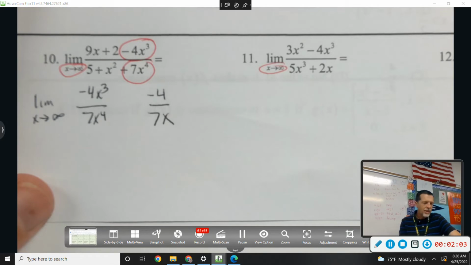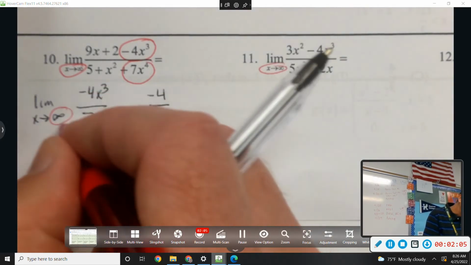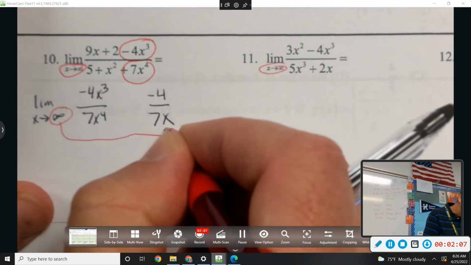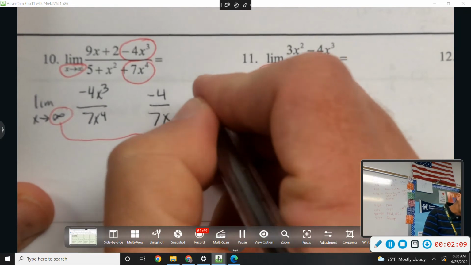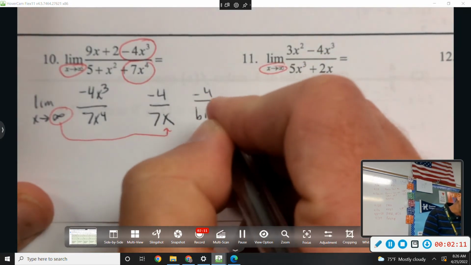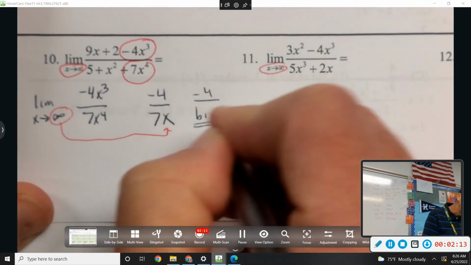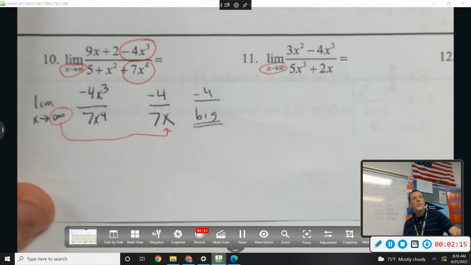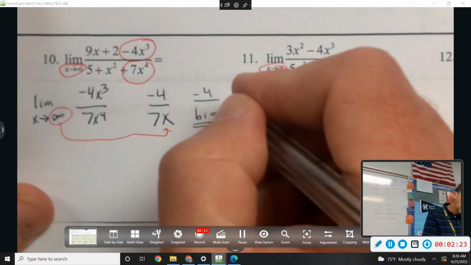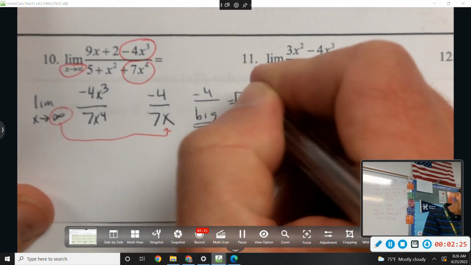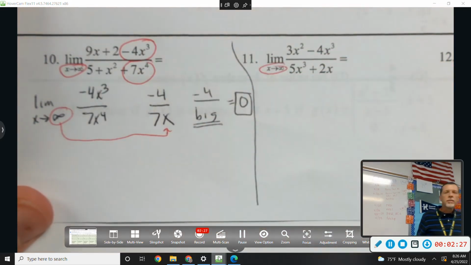And as x gets really, really, really big, negative 4 divided by a really big number. What's negative 4 divided by a really, really big number? 0. So my answer is 0.